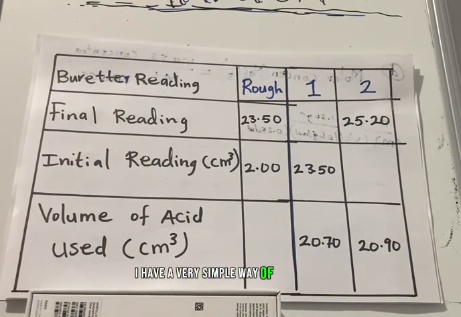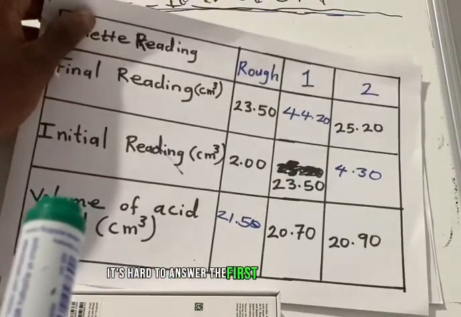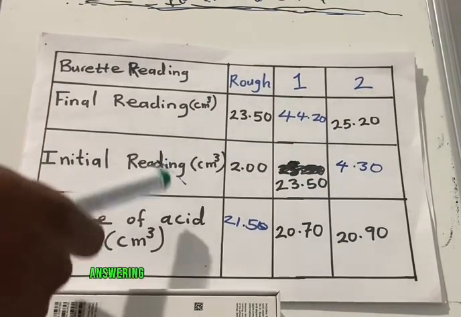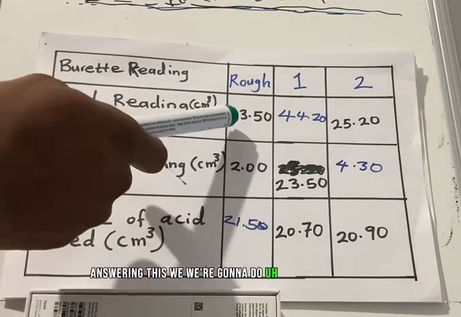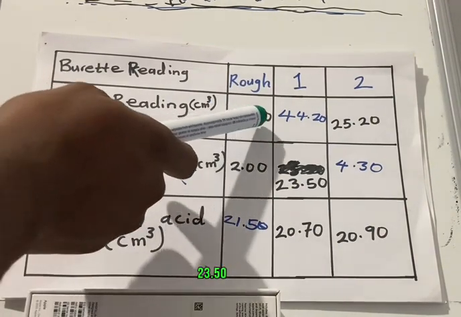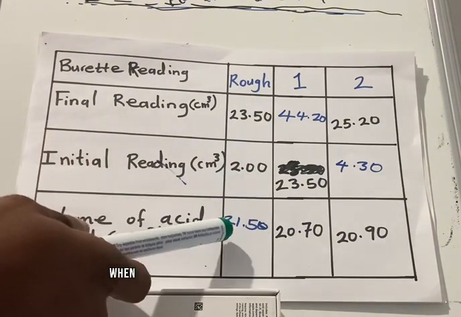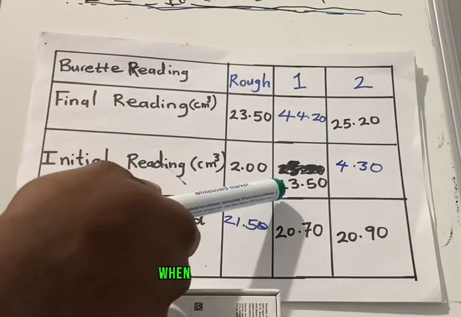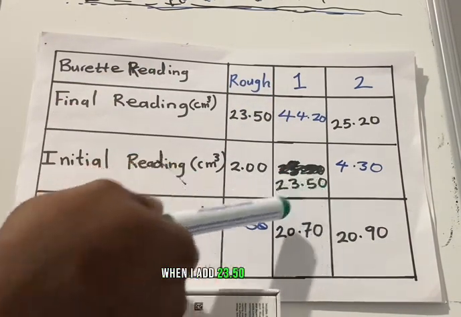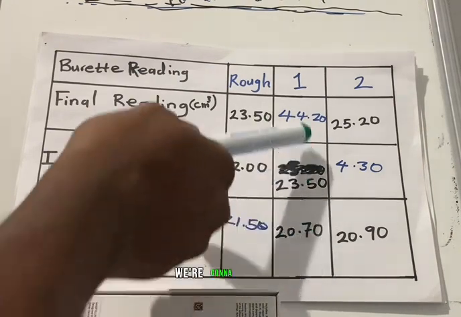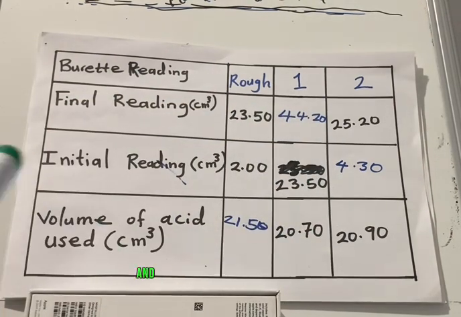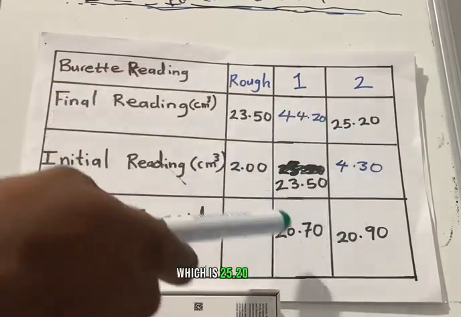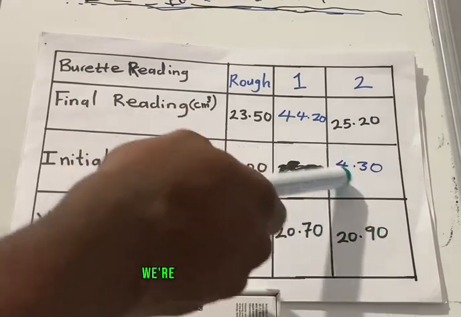I have a very simple way of doing this. So in our chart, to answer the first question that says copy and complete the table, what we're going to do is minus: 23.50 minus 20.00. We're going to get 21.50, and to get the final reading, we're going to add 23.50 plus 20.70. We're going to get 44.20. And so the next thing we're going to do, minus this value and this value, which is 25.20 minus 20.90, we're going to get here.